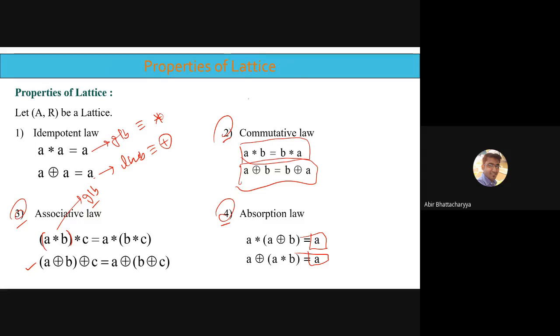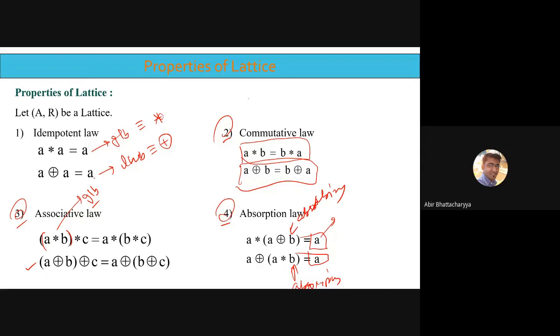LUB. A star A plus circle B equals A again. That means I'm absorbing B. Similarly, A plus circle A star B equals A. Again, I'm absorbing B. Okay, so this is known as the absorption law. So these four laws are properties of a lattice.